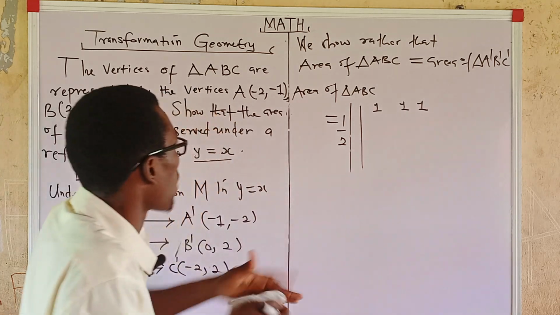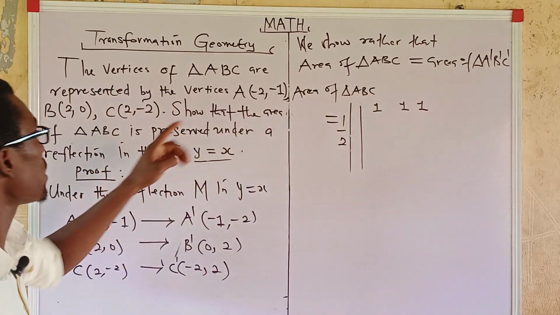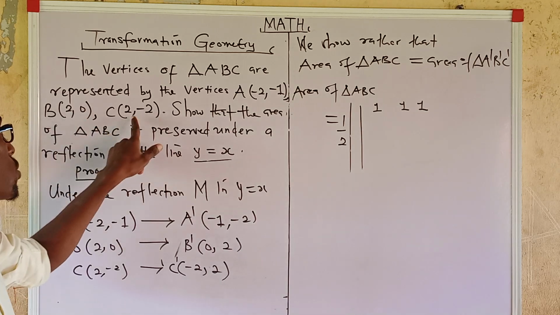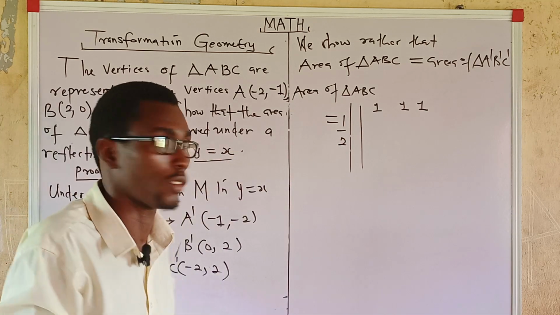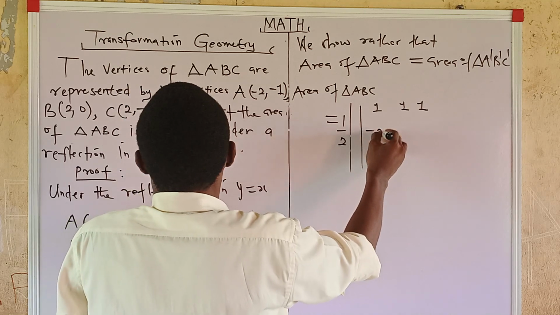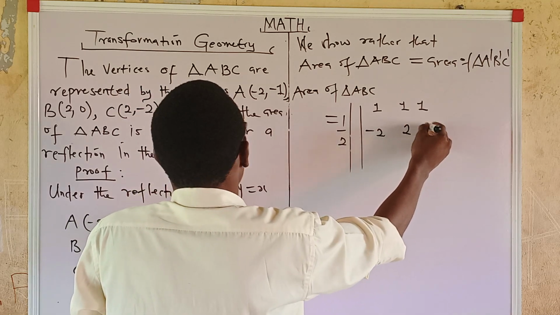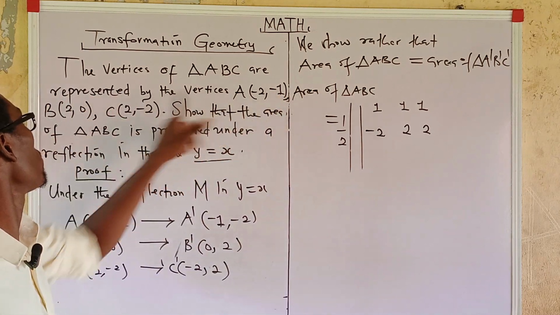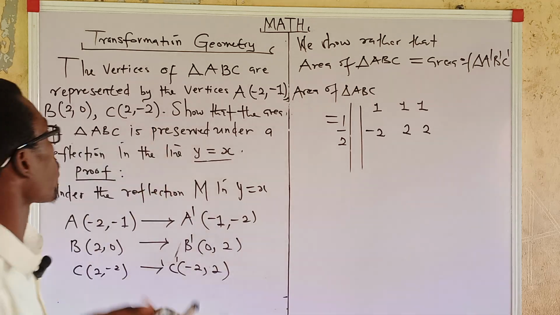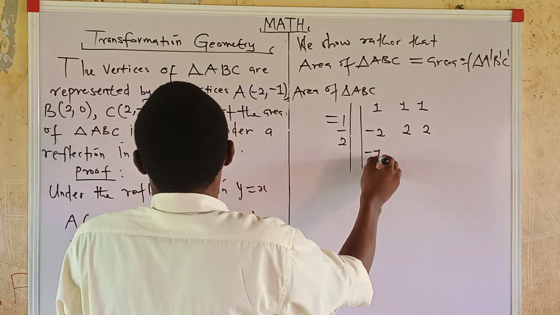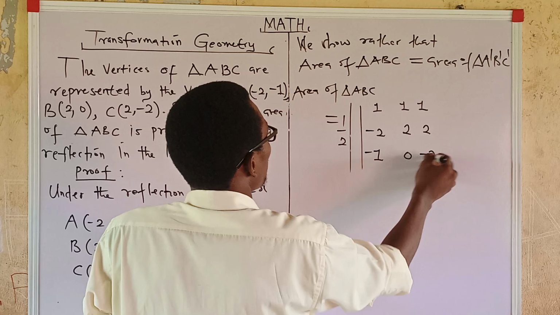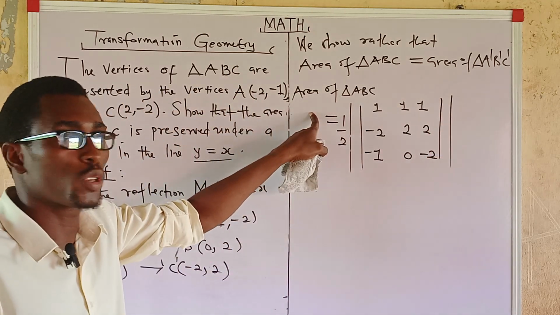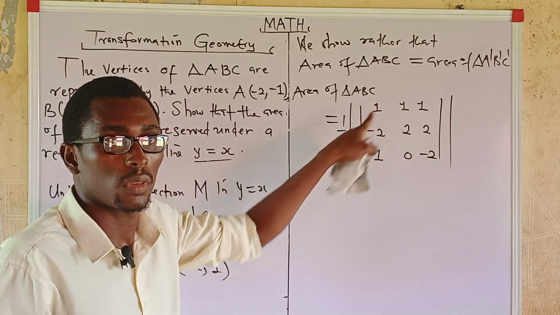Now, let's take note that we are dealing with ABC. In ABC, the x coordinates are -2, 2, and 2. So we align them accordingly, all right? So we have -2, 2, then 2. Can you see that? Now, the y coordinates are -1, 0, and -2. So we have -1, 0, and -2. So this is the area of this triangle, and we evaluate this determinant.